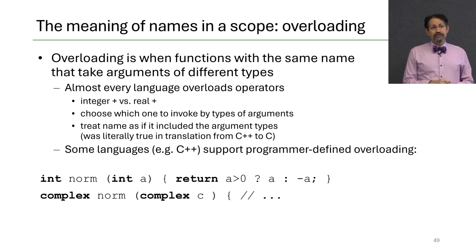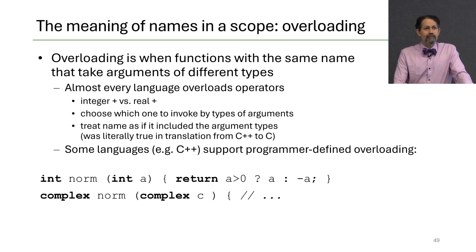Some languages, such as C++, support programmer-defined overloading as well. For example, here is a norm function that might return an absolute value of distance between a number and 0. The norm for just plain old integer numbers is just either a or the negation of a, whereas for complex numbers it might be a more interesting definition. By overloading, we can use the same name for the function, which is intuitive, but it will call either the integer version or the complex version, depending on whether we pass it an integer value or a complex value.